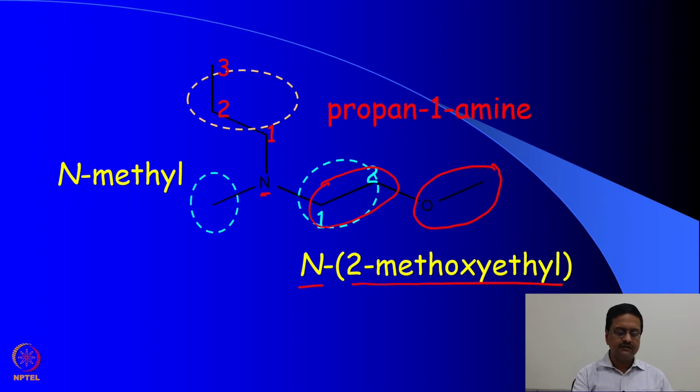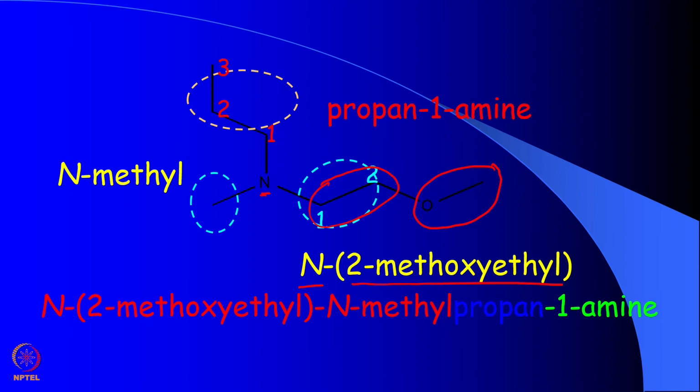So, altogether the name should be N-(2-methoxy ethyl)-N-methyl propane 1-amine. So, once again you see here we are following the rules that we have learned from the very first class. We need to identify the longest chain, we need to identify the substituents, and then write the name with the alphabetization of the substitutions.